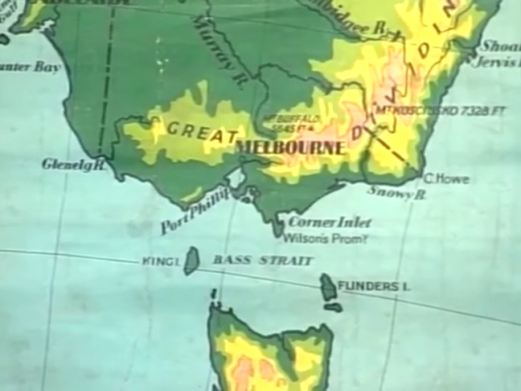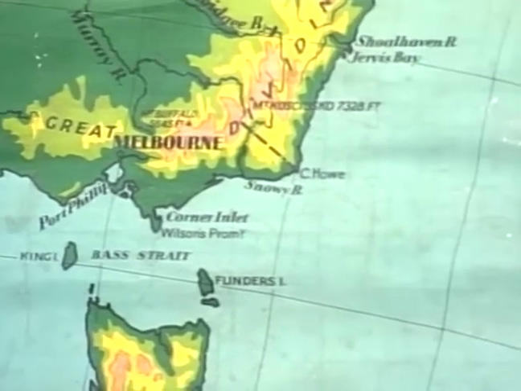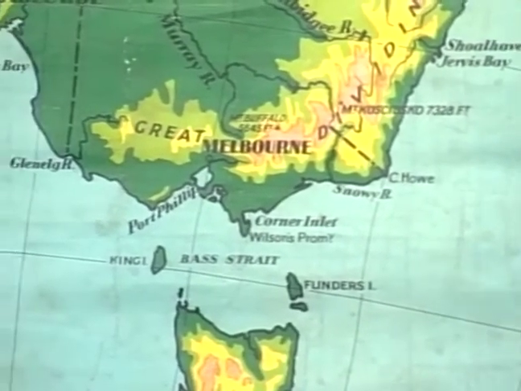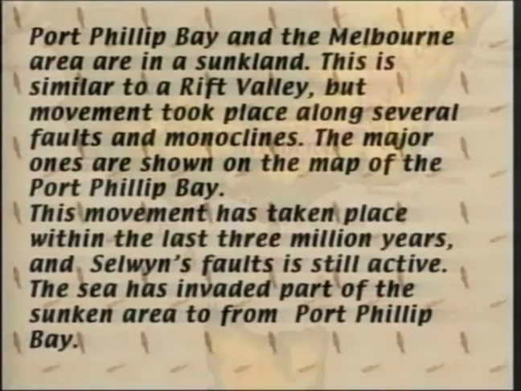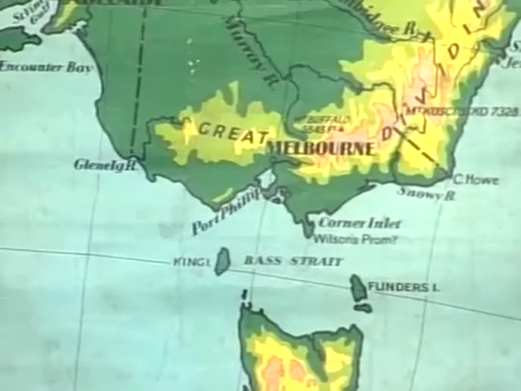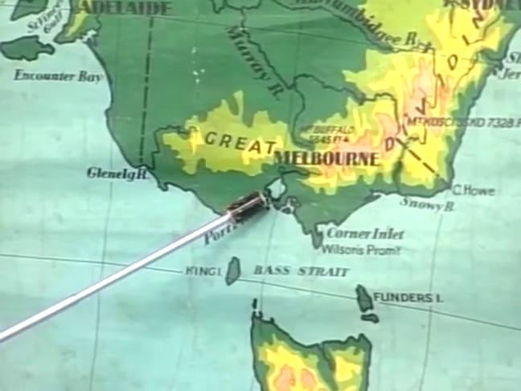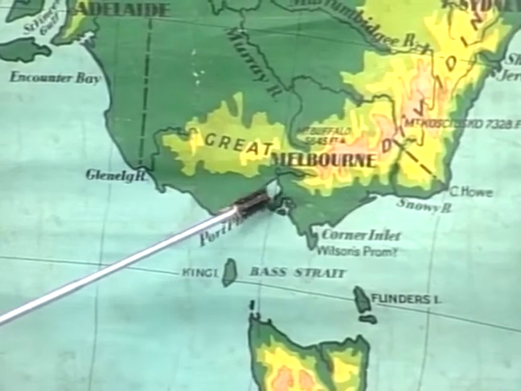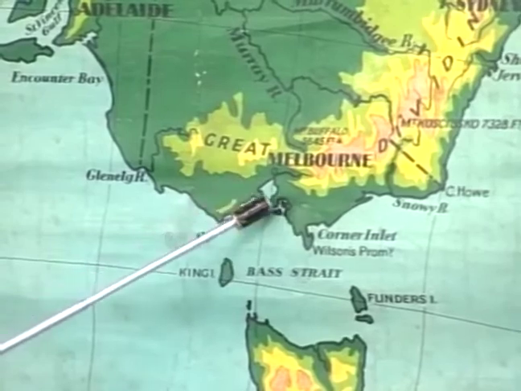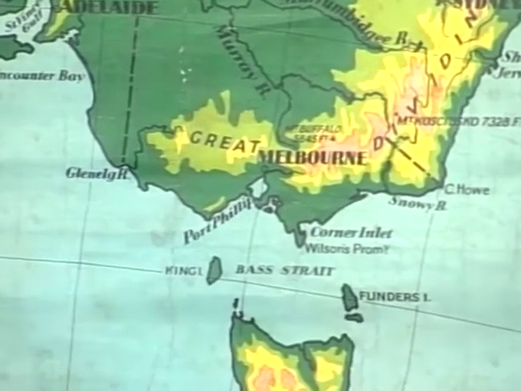Okay, this particular area in Australia is actually in what we call a sunk land. So Port Phillip Bay in Australia, found mainly in Melbourne, this area here we're making reference to here, is actually in a sunk land. So we have Melbourne here, Port Phillip Bay is this area here. From your atlas, you are able to pick that up.